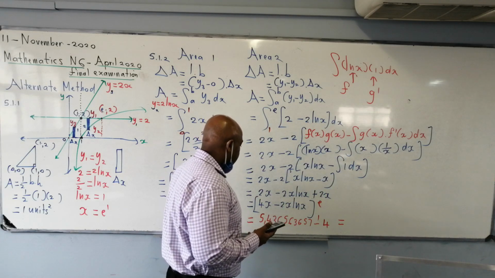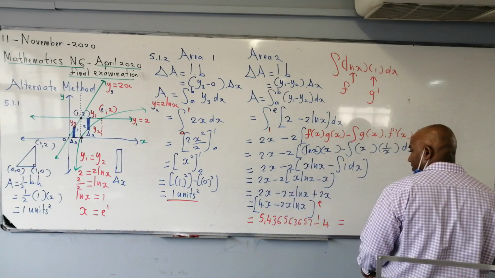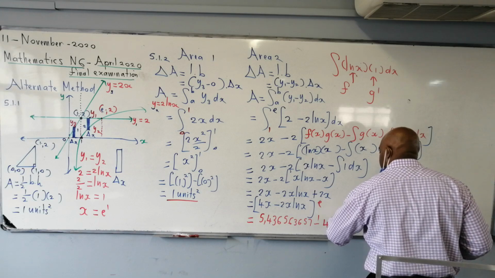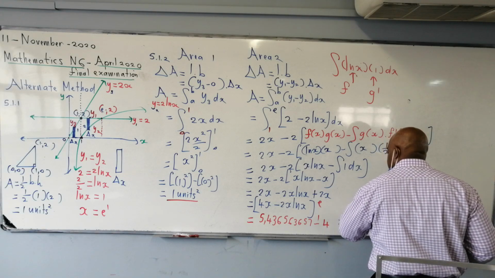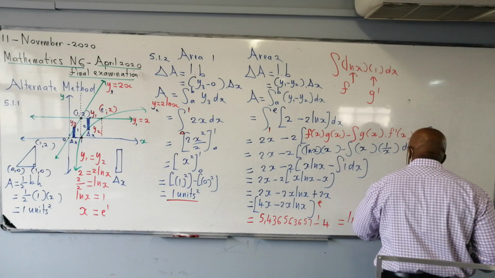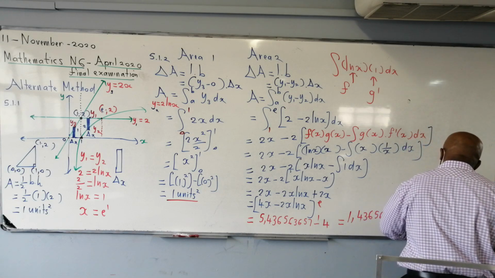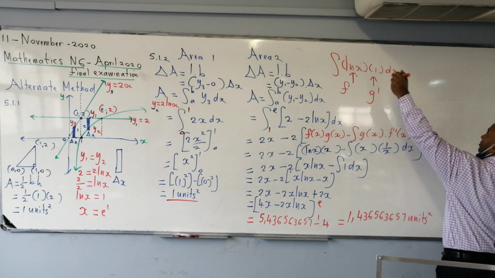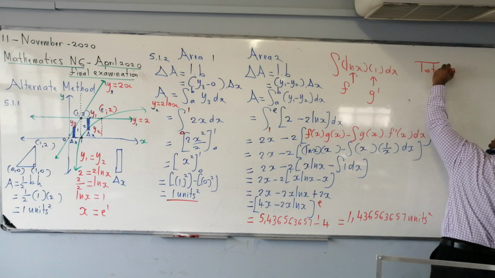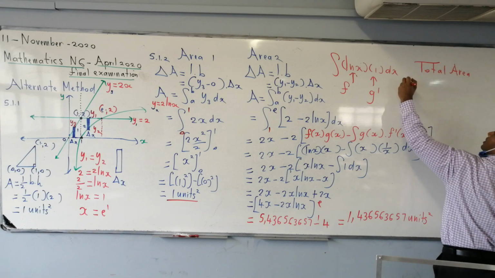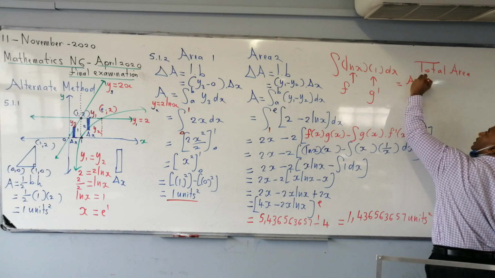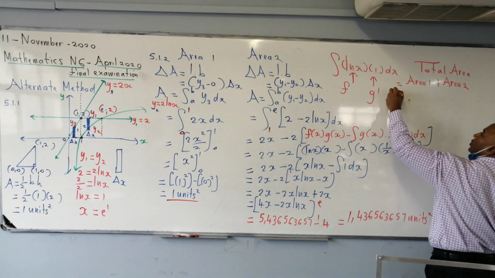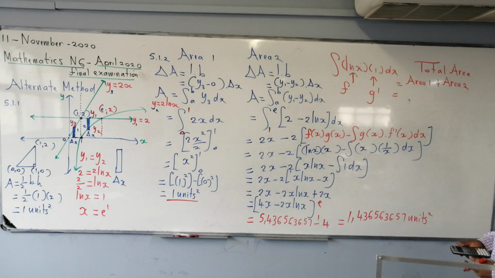So therefore, the area is going to be basically 5 minus 4. So it's going to be 1.436563657 units squared. So that is area 2. So the total area is going to equal area 1 plus area 2.